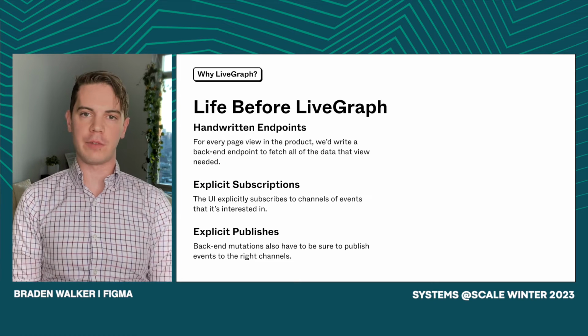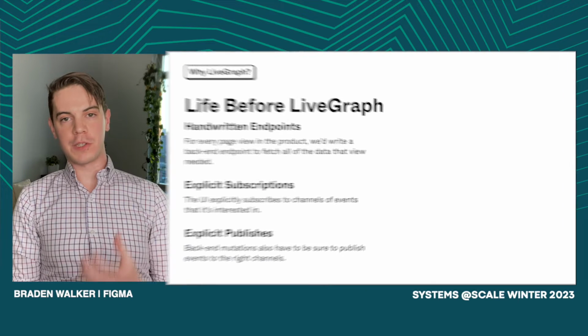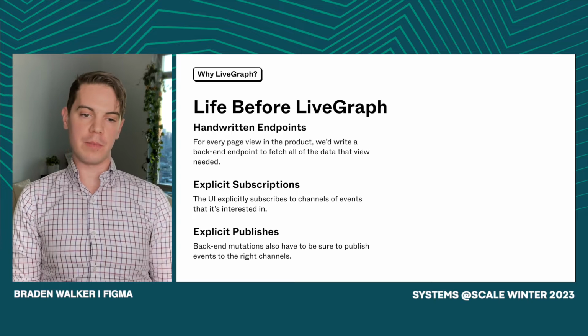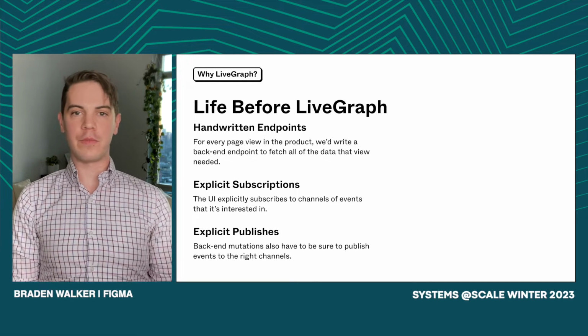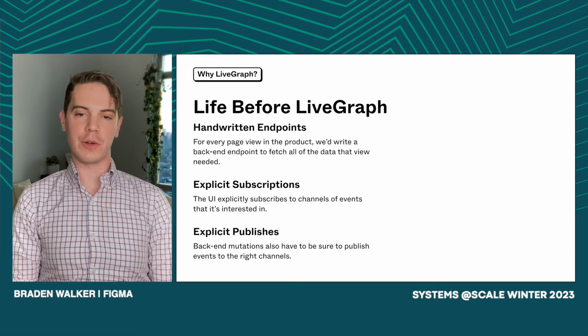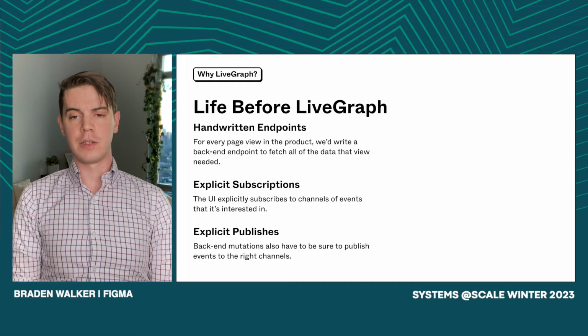So life before LiveGraph. The way this tended to work is that when a product engineer was building a new product surface, they would handwrite an endpoint on the back end to deliver all of the data that they needed to display on that surface. Then, in order to add real time, they would explicitly add publishes and subscribes through a pub subsystem. So there were channels of events, and the back end had to figure out what to publish and when to show to the clients. Now, this had all of the problems that you might expect.